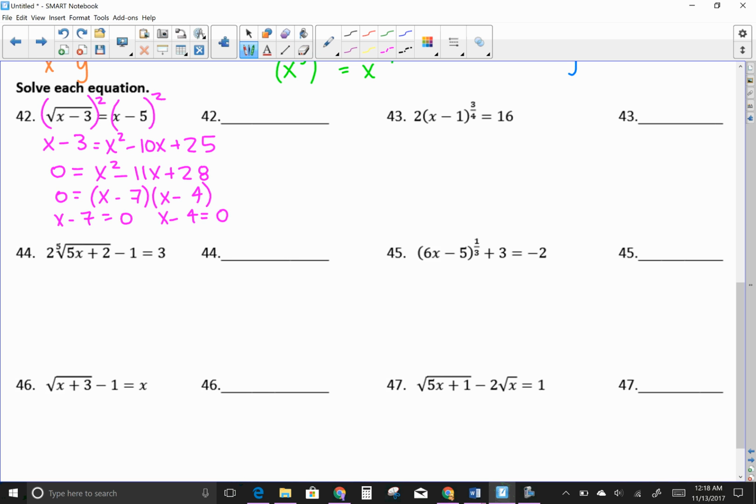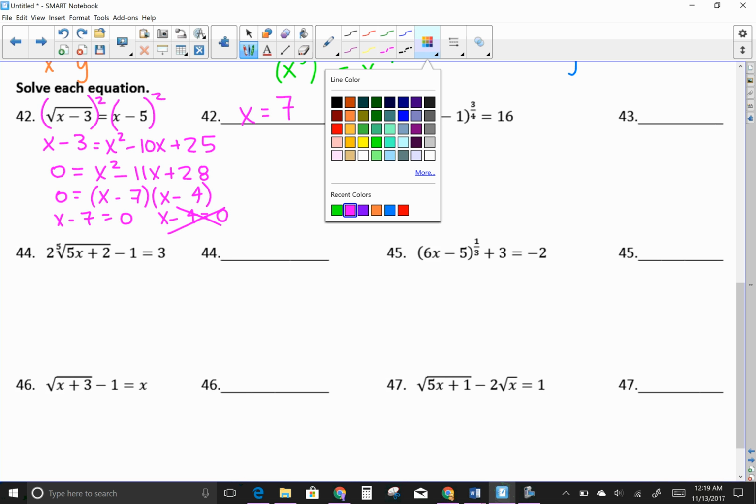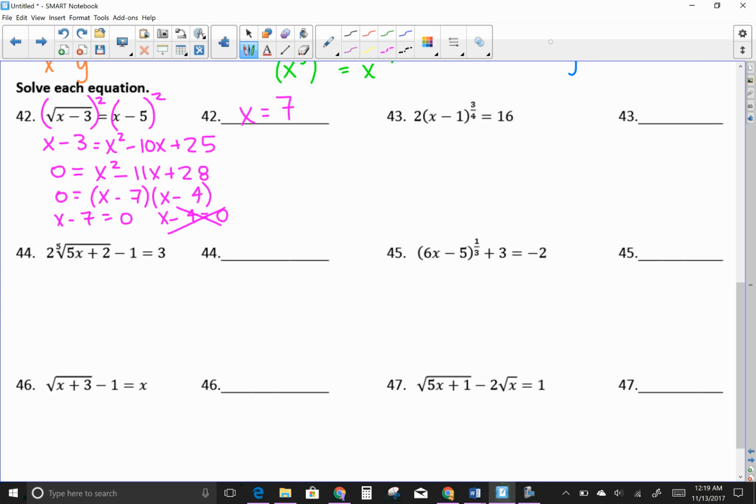So I'm going to check. If I put 7 in here, 7 minus 3 is 4. The square root of 4 is 7 minus 5. Is that true? That is true. So x equals 7. Let's put 4 in here. 4 minus 3 is 1. The square root of 1 is 4 minus 5 is negative 1. It's not. So that one doesn't work. So it's just x equals 7. Okay? Let's look at the next one.